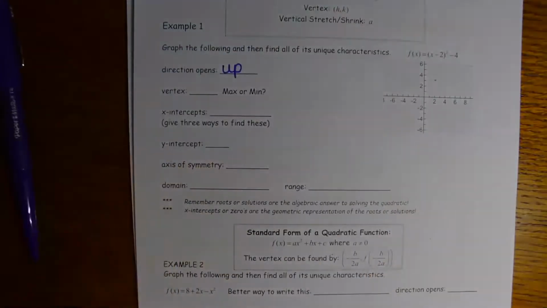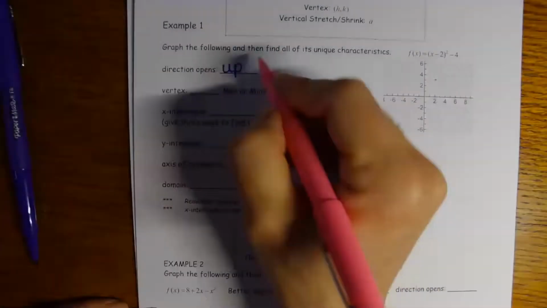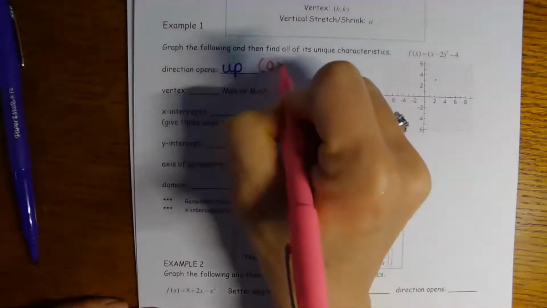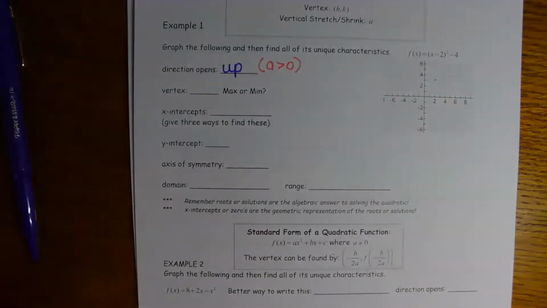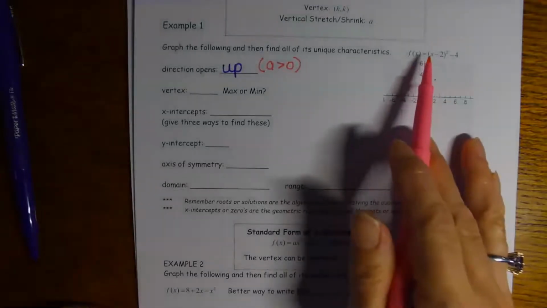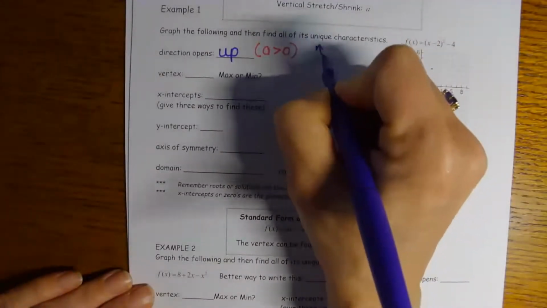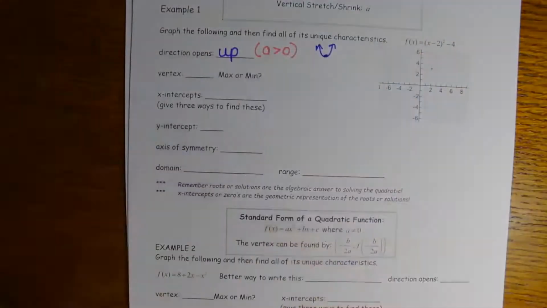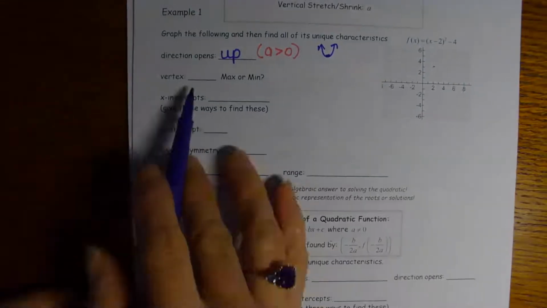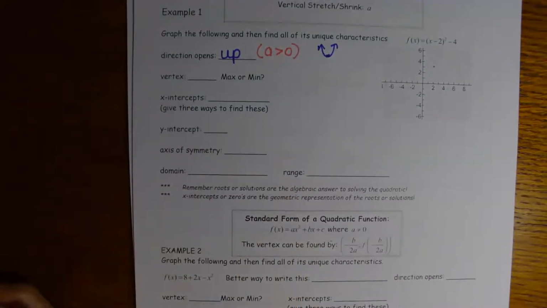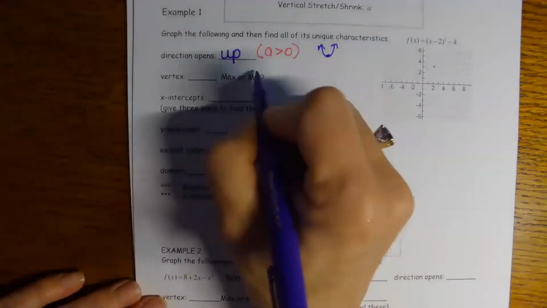Why does this open up? Let's answer the whys so you remember. A is greater than 0, right? A is right here. Since there's no number there, what is A this time? 1, right? But it is positive, okay? If it opens up, immediately put this picture in your head. We know it's going to look something like that. Now we can answer the question, is the vertex a max or a min? The vertex is a minimum.